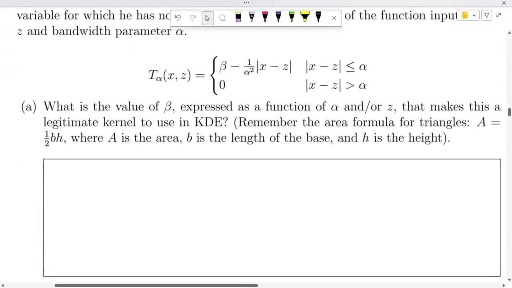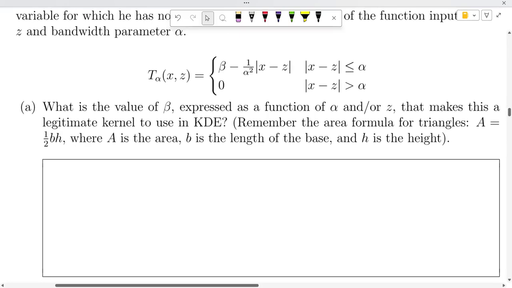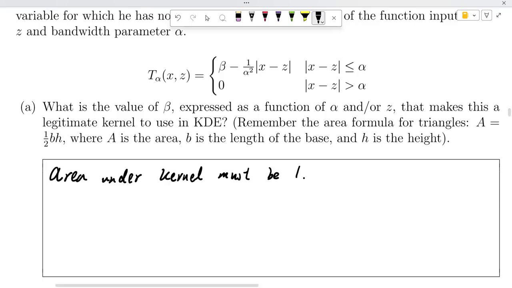So remember that if you want to use a kernel for KDE, the area under the kernel's curve must be equal to 1, and this is because the kernel should represent something like a distribution. So area under kernel must be 1. And that's, quite frankly, the only condition other than it must be a sensible kernel that tells you how likely the data point is going to happen.